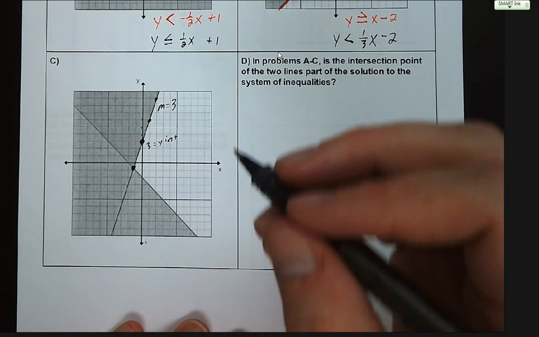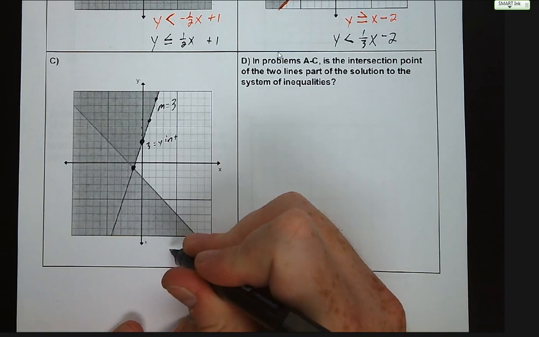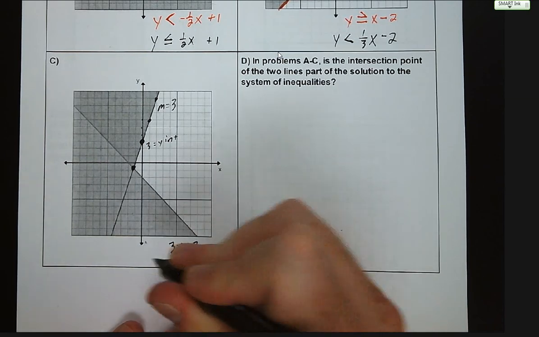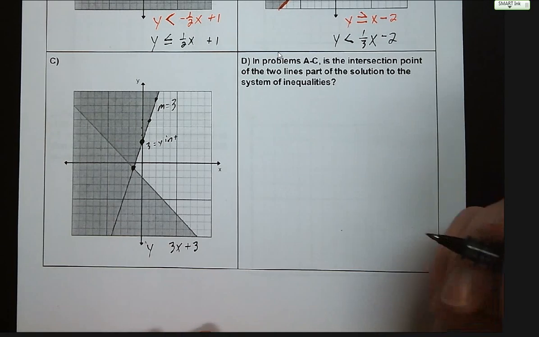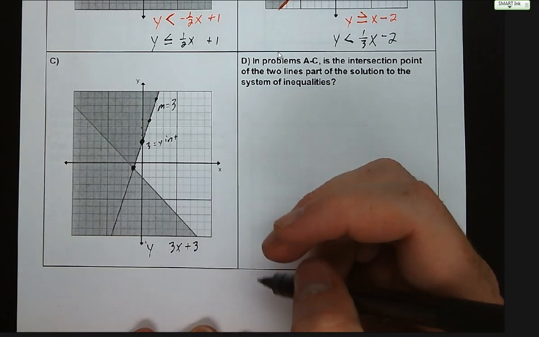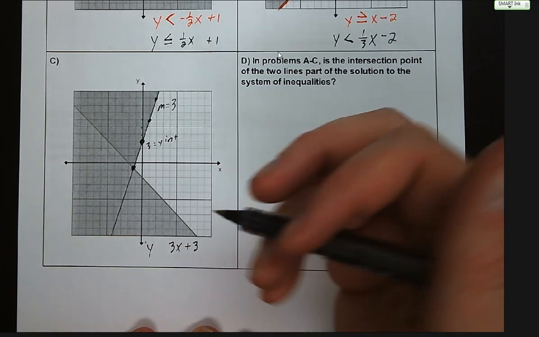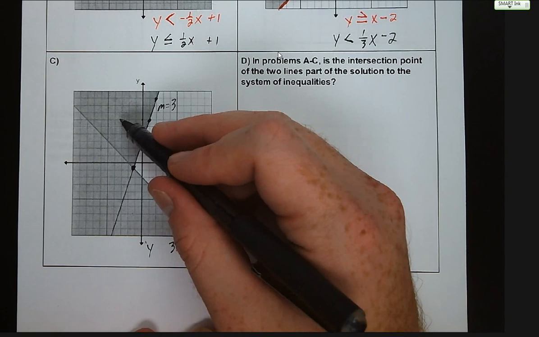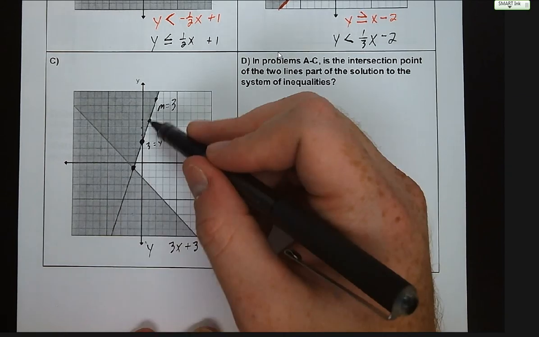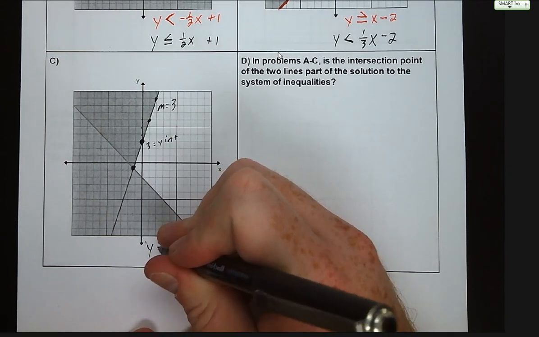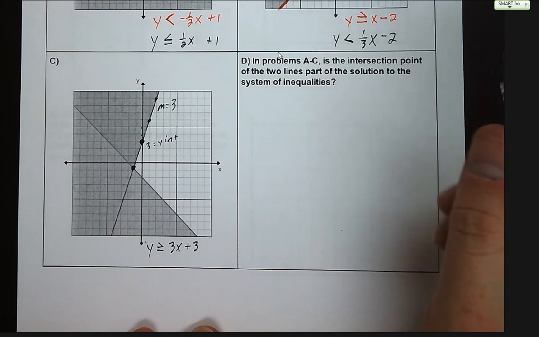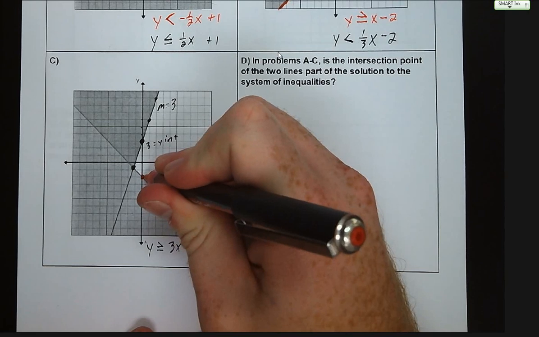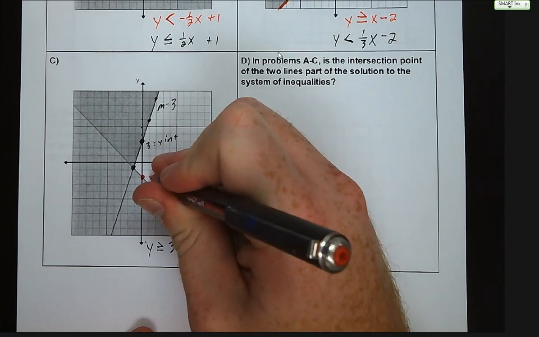So that looks like our slope is a +3. My equation is going to start off with 3x, and we have a +3 for our y-intercept. And I have my y value there, because we're just writing these in slope-intercept form. And now I'm looking at it, and it looks like I'm shading above that line, and it's a solid line. So it's going to be greater than or equal to. Okay. My second line, we have a y-intercept there at -2.